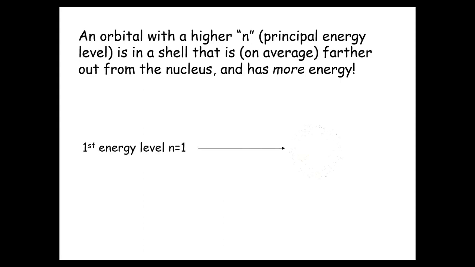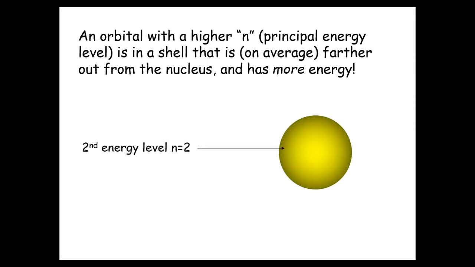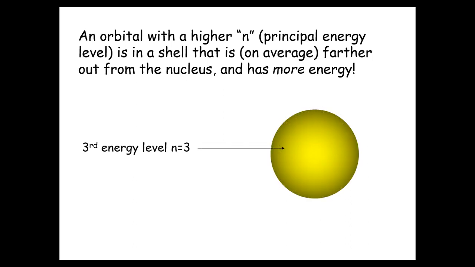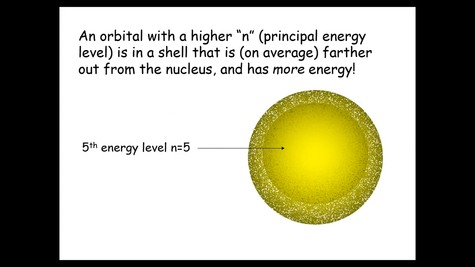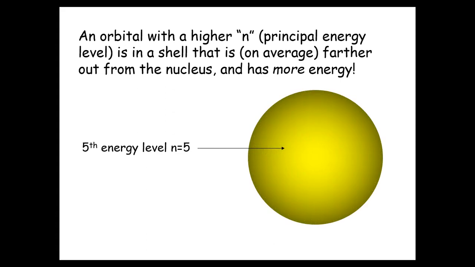So what we see is the higher the N is, the number that corresponds to N, the further away the nucleus is from the electron. And what we see is that the electron itself has more energy. So N is equal to 1, the electron's very close to the nucleus. N is equal to 2, it's further away. N is equal to 3, it's still further away. 4 and 5. So it just gets larger with each energy level.